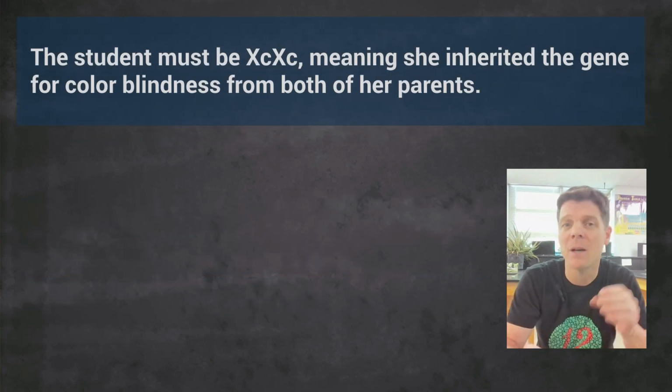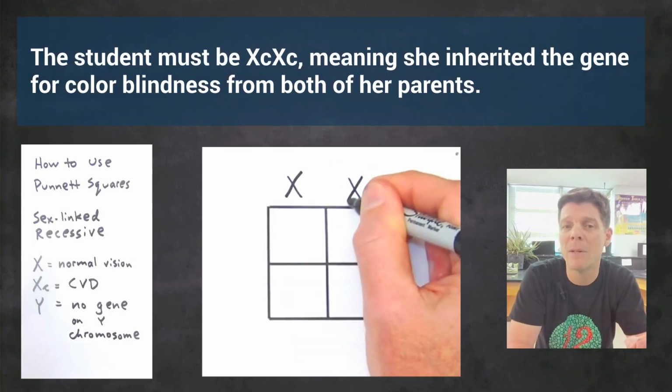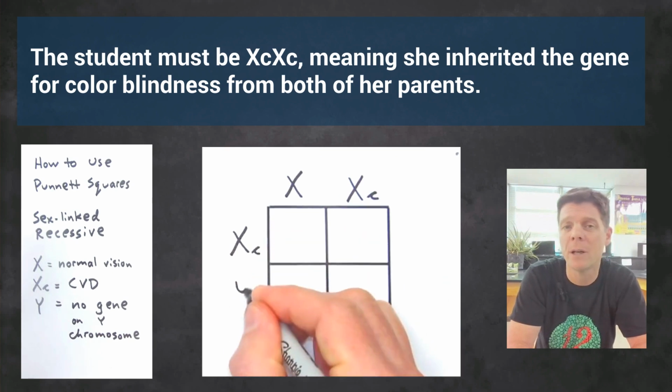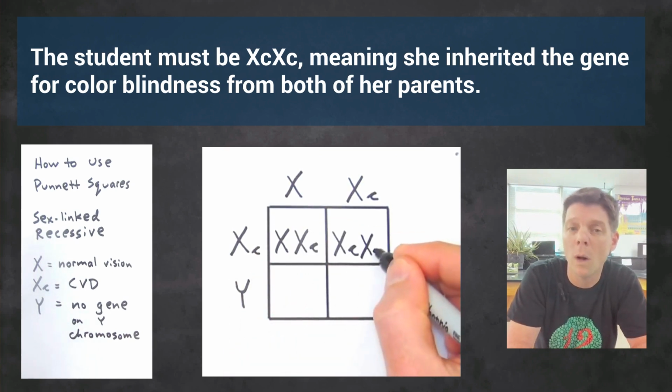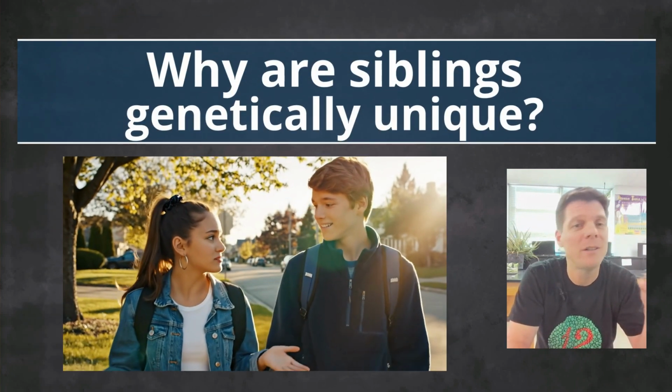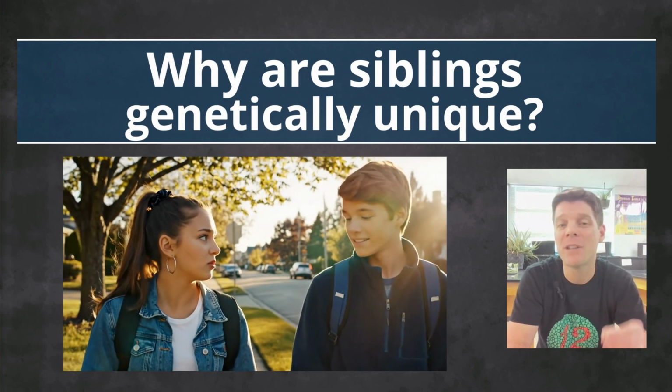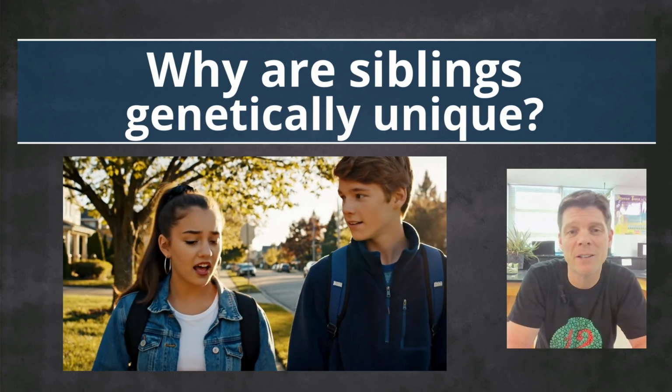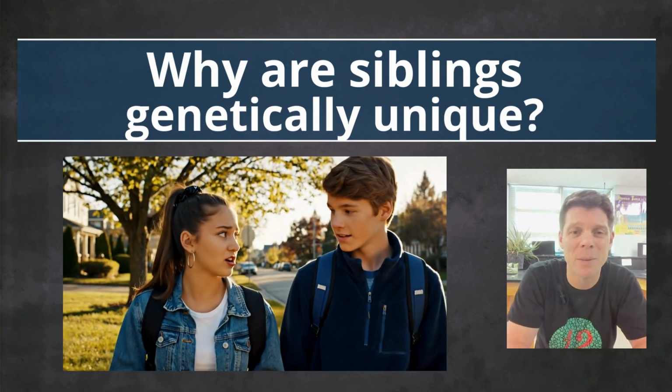To be colorblind, a female must inherit two copies of the recessive allele for red-green color vision deficiency, one on the X chromosome in the egg, one on the X chromosome from the sperm. Together, segregation, independent assortment, and fertilization explain why siblings are genetically unique, even when they share the same parents.